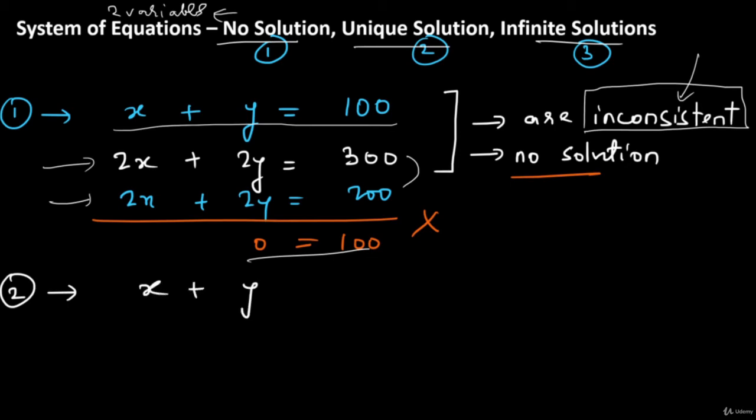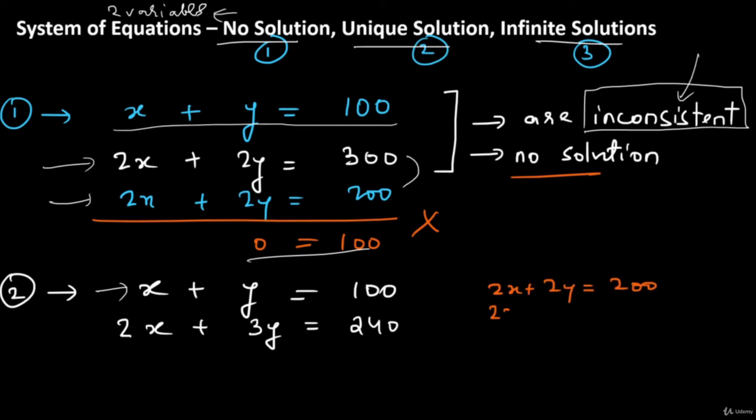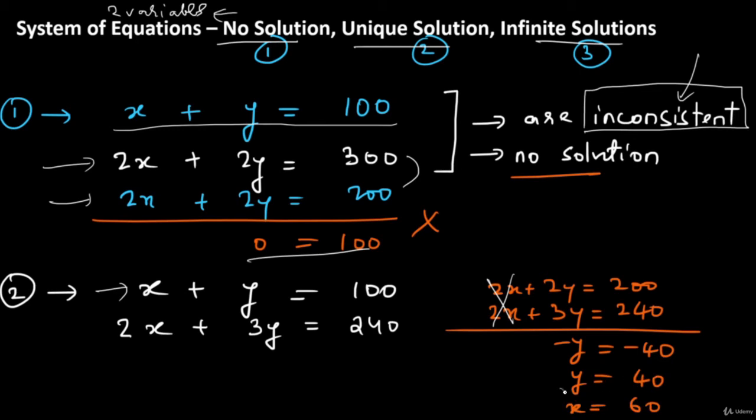We have 2 equations, x plus y is equal to 100 and 2x plus 3y is equal to 240. All right. Now, let me multiply this throughout with 2. So I get 2x plus 2y is equal to 200 and 2x plus 3y is equal to 240. Now, on subtracting, these 2 cancel out, and over here I have minus y is equal to minus 40, or y is equal to 40. Now, I can substitute that over here and I will get x is equal to 100 minus 40, which is 60. So you can see that there is a unique solution for this set of equations.